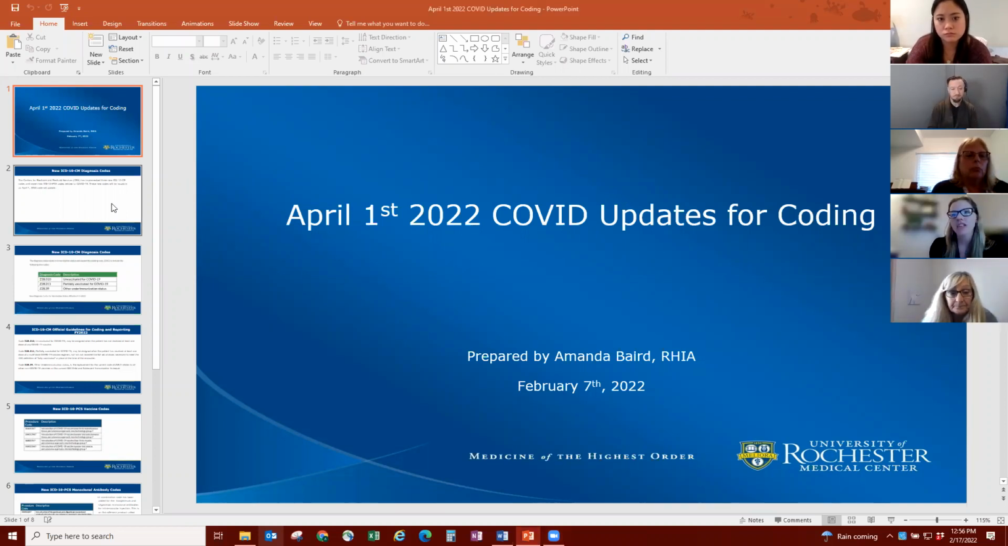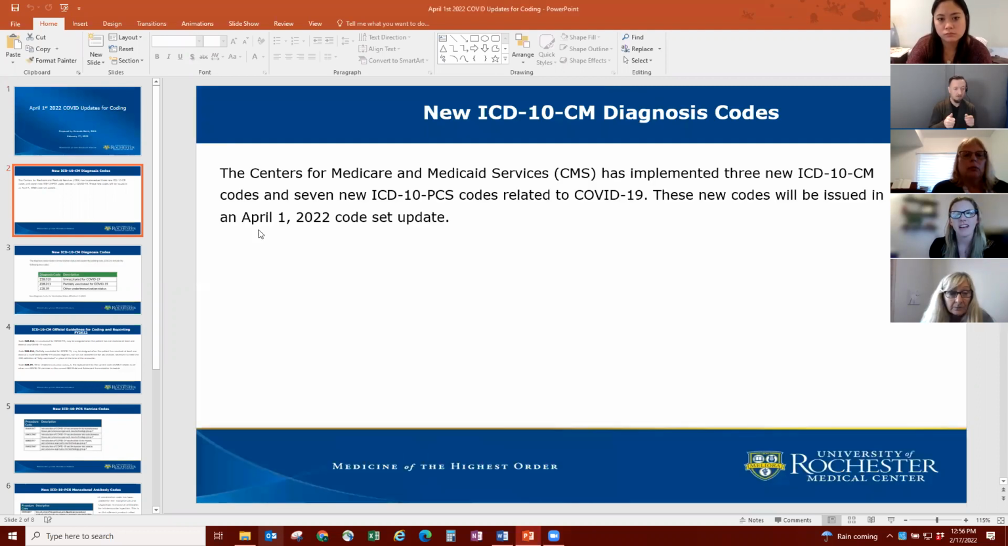Okay, so a little bit of a backstory on this. I included it in my slides. CMS earlier this year implemented 3 new ICD-10 codes and 7 new PCS codes, all related to COVID-19. And these new codes will be effective April 1st of this year.